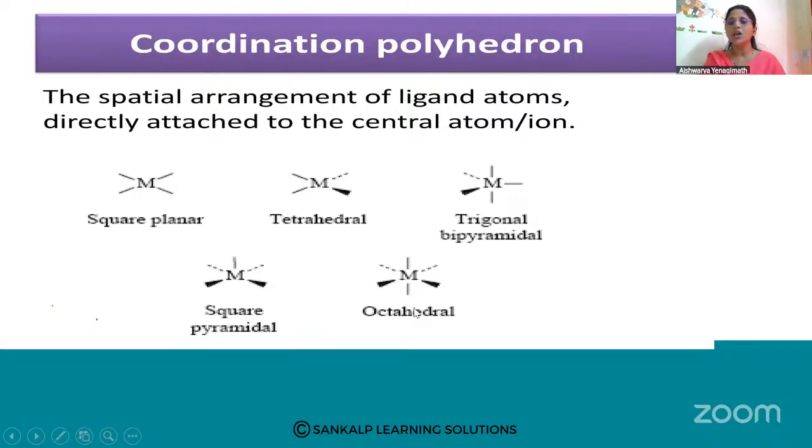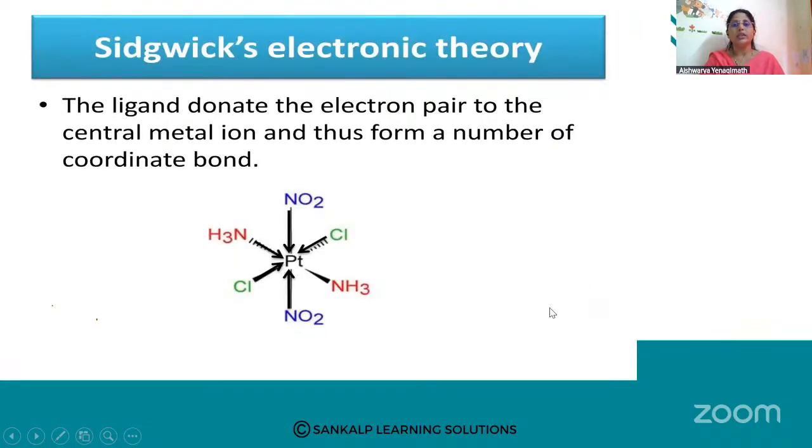And for 6 it is octahedral. So these are all called what? These are all called coordination polyhedrons. Fine. Then Sidgwick's electronic theory. What does Sidgwick's electronic theory say? The ligands donate electron pairs to the central metal ion and thus form a coordinate bond.